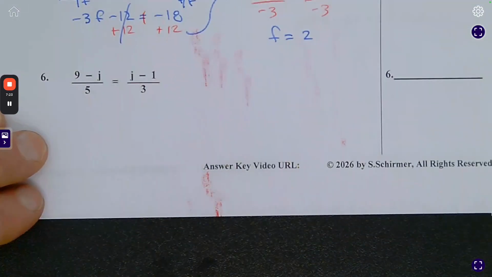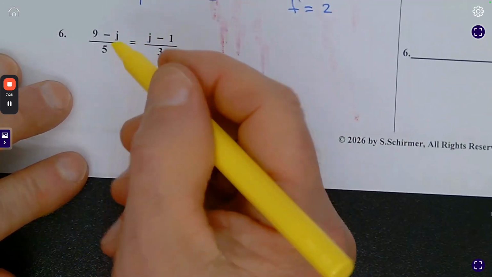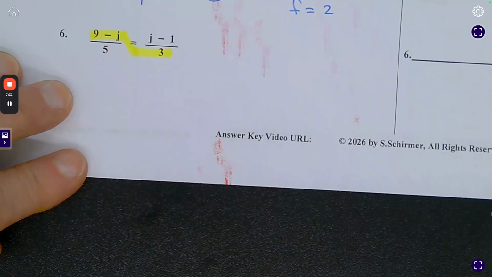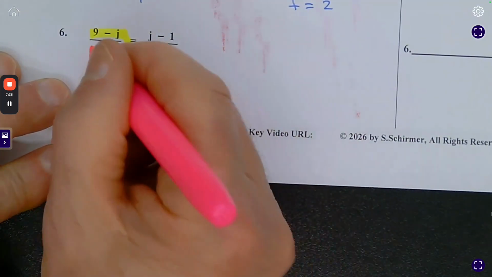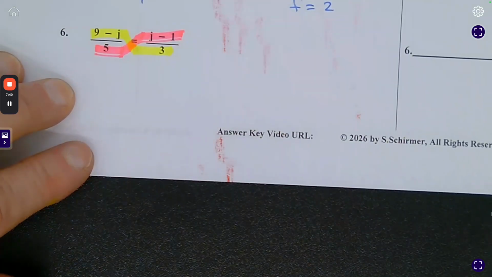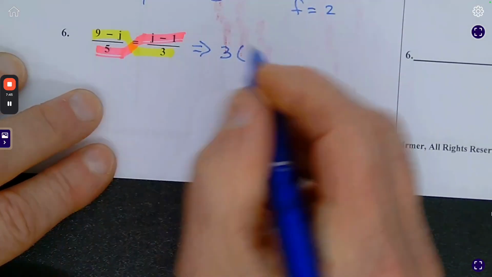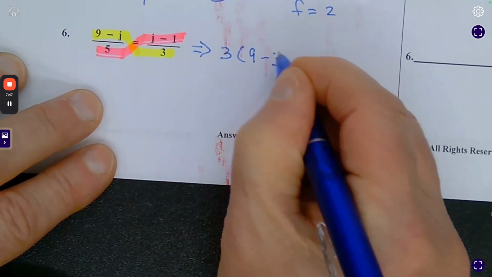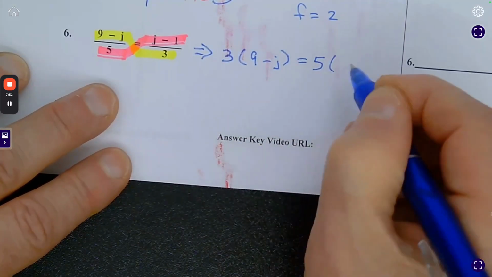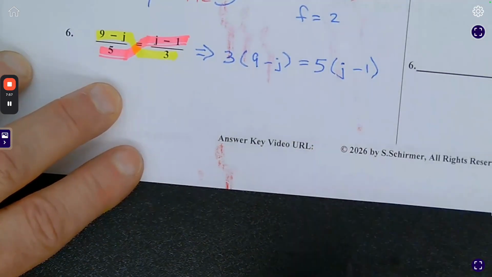Okay, this is called a proportion. So a proportion you solve by cross multiplying. So I take this, boom, multiply it by that. And then I take this here, boom, and multiply it by that. Okay, so cross multiply. This gives me 3 times 9 minus j. So I have to multiply 3 by both of those terms. And I'm going to set that equal to 5 times j minus 1. Again, I have to multiply 5 by both of those terms.